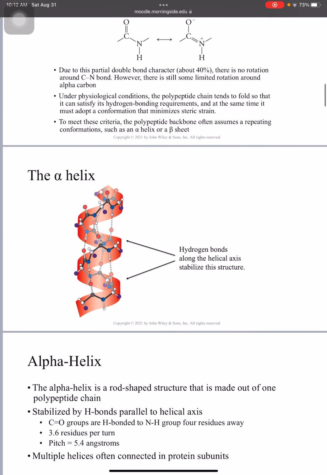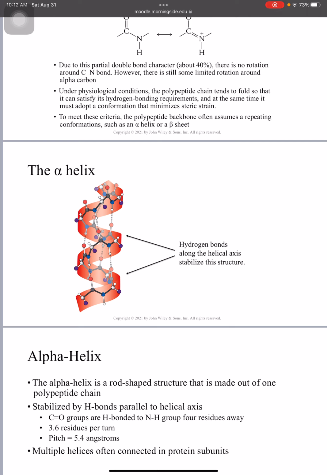The first one is called the alpha helix. All right. The spiral. I would say it looks like a telephone cord, but man, you guys are probably way beyond that. So if you have to Google a telephone cord, look at it. But in a nutshell, it's got these nice little spiral patterns.